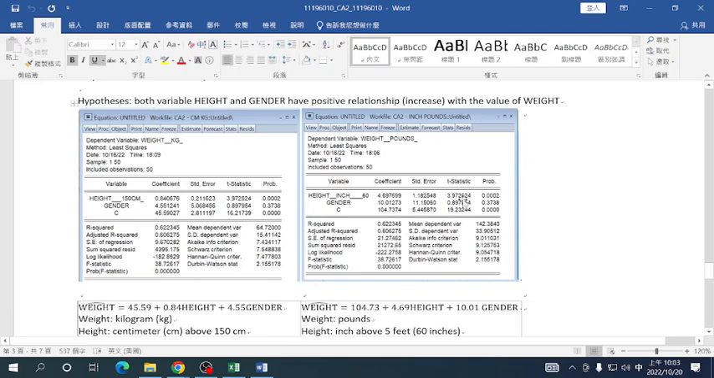No, this is pounds. So here, this beta 2 is 10.01273. So how do you expect the alpha 2? Divided by 2.2, right? So you divide this one by 2.2, and it becomes 4.55.